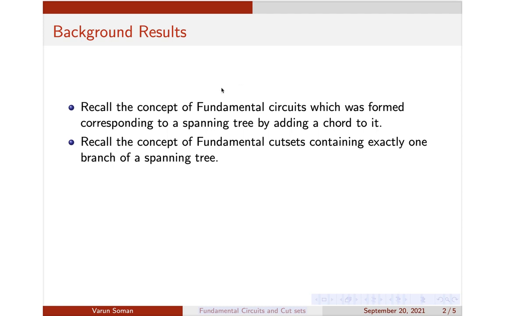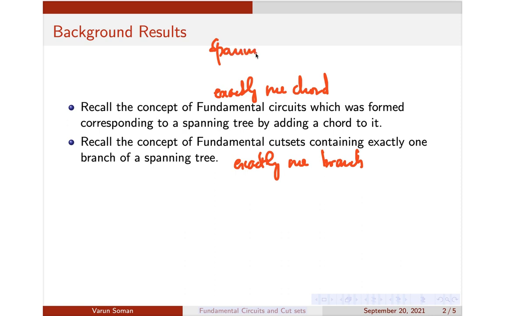So a fundamental circuit contains exactly one chord, and similarly a fundamental cut set will contain exactly one branch of a spanning tree. Both of them are discussed with respect to a corresponding spanning tree. I hope it is clear. Also, let us recall some theorems which we have discussed earlier with respect to fundamental circuits and fundamental cut sets.